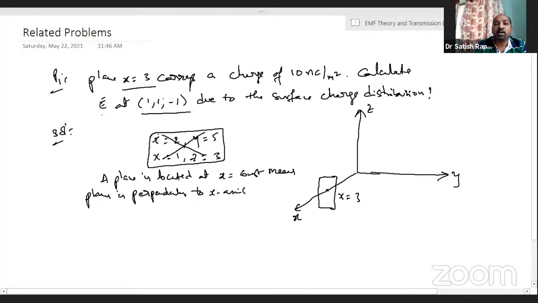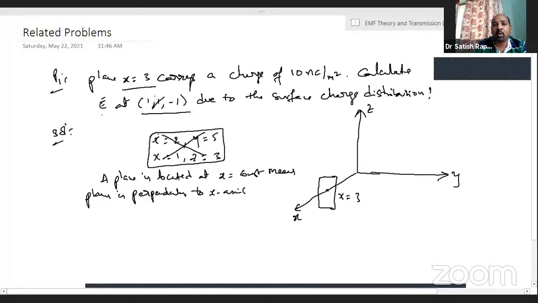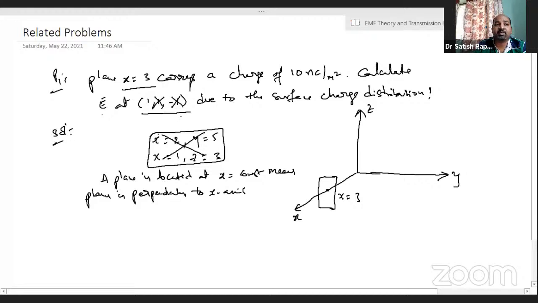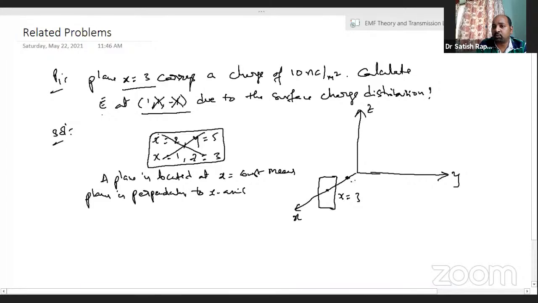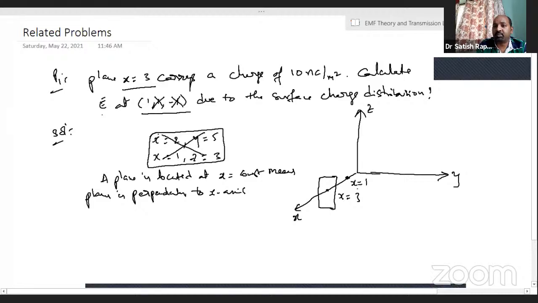So therefore, there is no electric field in the y and z directions. So therefore, the y coordinate and z coordinate, no need to consider. You can neglect them, right? So therefore, x equal to 1. So x equal to 1 is where? Somewhere here, right? So this is x equal to 1, right? So therefore, this is the point, right?